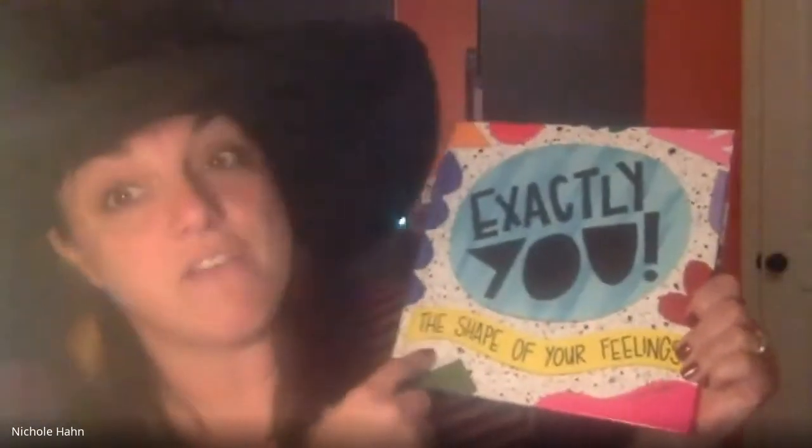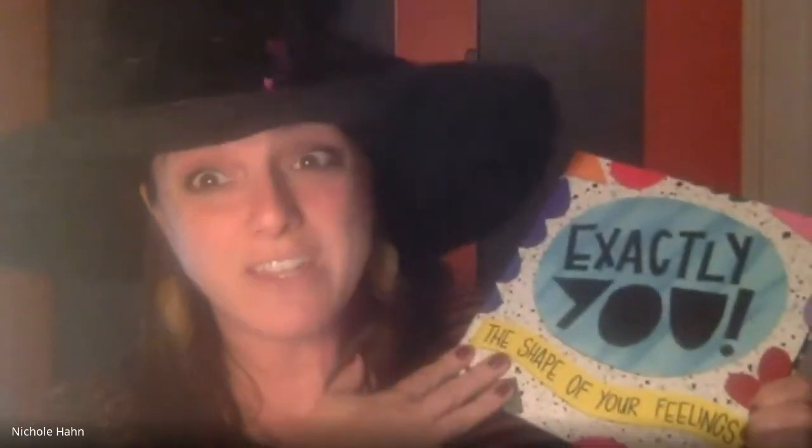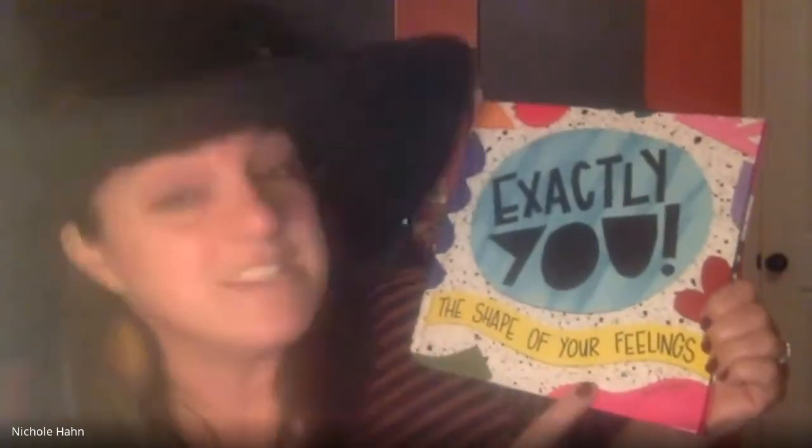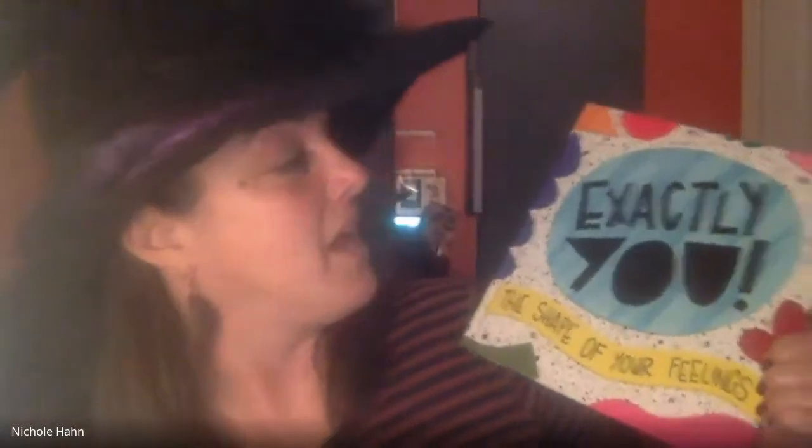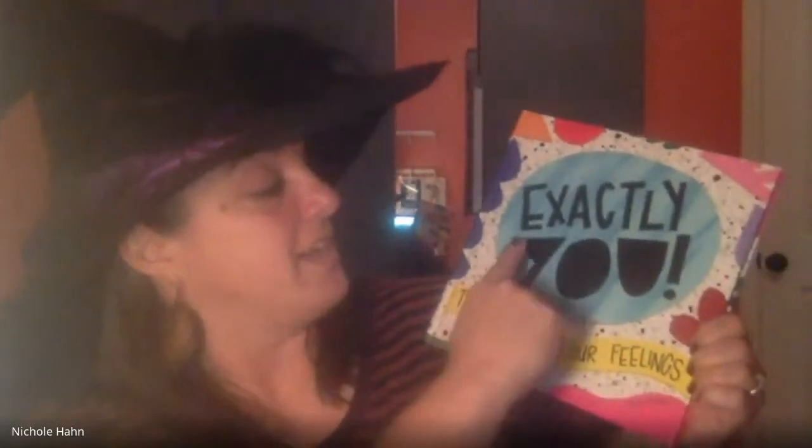Okay, we're going to talk about this book right here. This book is by a friend of mine. I know this author really well. Her name is Sarah Kryaski, and she is an art teacher in Wisconsin. She wrote this book called Exactly You, The Shapes of Your Feelings. We're going to first hear this book, and then second, we're going to do a piece of artwork that's inspired by the book.